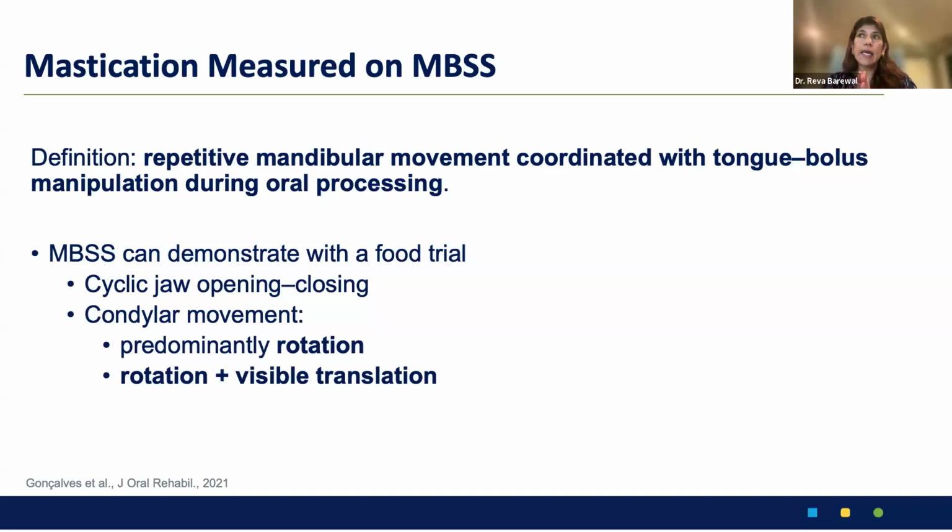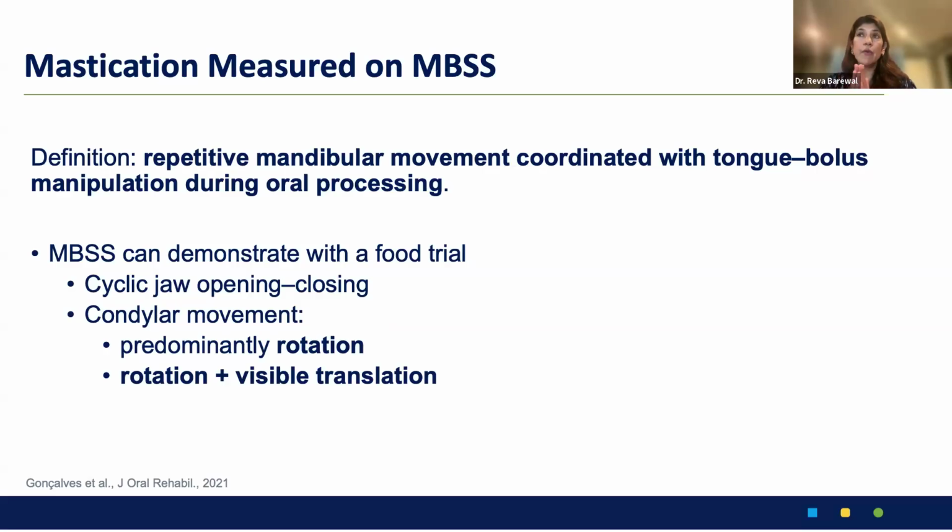So what I'd like to say is that on MBSS, if you're just doing a lateral view, you can't see everything with mandibular movement. But we have to be sensitive to how much time the person is in radiology, because if you had AP and lateral views, you'd get a better sense of it. What you can see is a cyclic jaw opening and closing. That can confirm mastication, even in edentulous situations. You can show a masticatory movement.